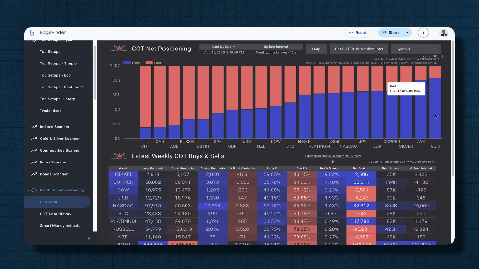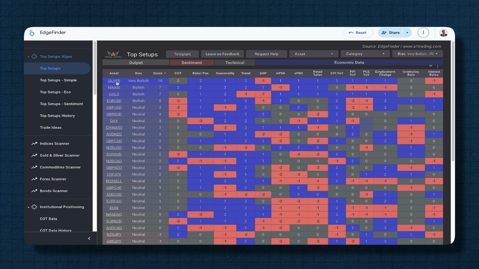So what's really nice about the EdgeFinder is it gives you a whole bunch of data, and you can backtest it, and you can use all these pieces of data to create your own strategy. Because if you come into the top setup section, you can see that with all the combinations of all these different variables, silver's very bullish.